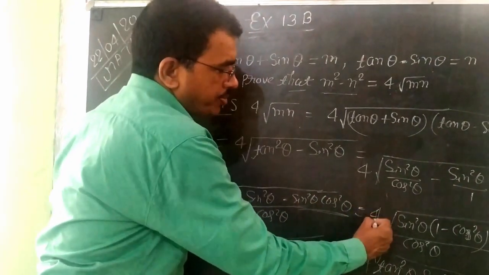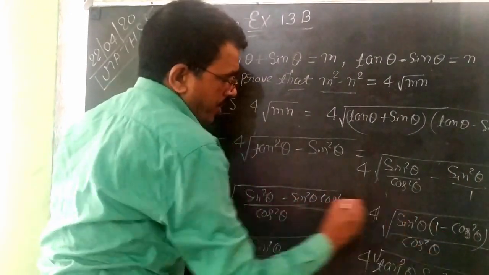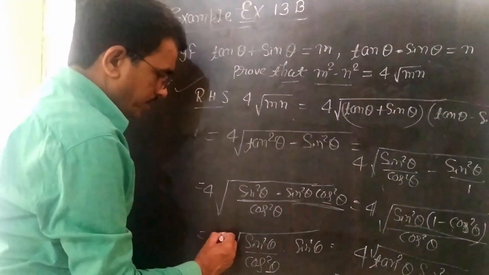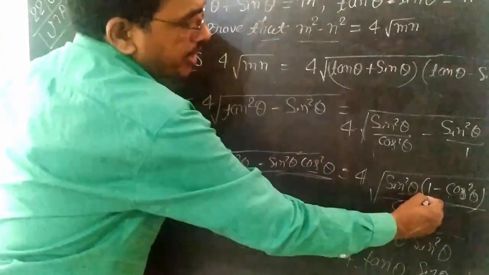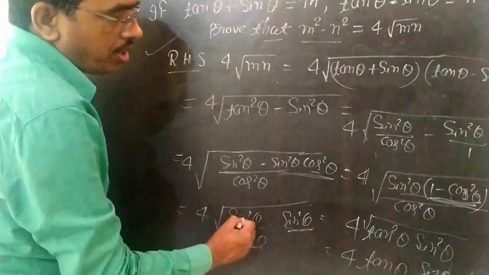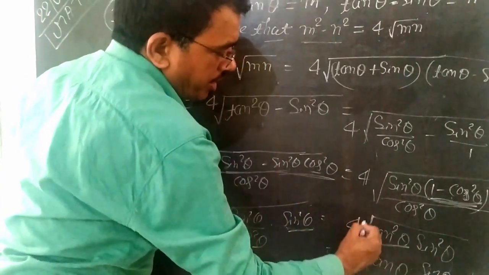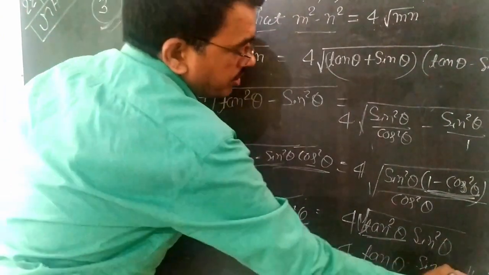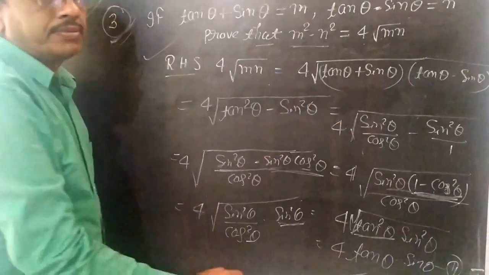Next step, here is 4. We take sin square common, then here remains 1 and minus, here remains only cos square by cos square theta. 4 under root, this is sin square by cos square, and this is 1 minus cos square converted into sin square. So what is the value of sin square by cos square? That is tan square theta, and this is sin square theta. This is under root, so the square will be cancelled with the root, then it is 4 tan theta into sin theta, second equation, and it is RHS, so LHS and RHS are equal.